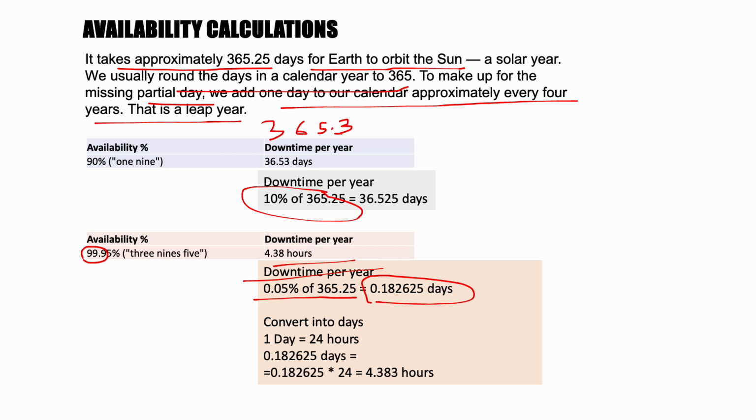Now we can easily convert this 0.18 days to hours. How can we do it? One day has 24 hours, so this many days times 24 is 4.383 hours. So that's how we are able to calculate the exact availability.